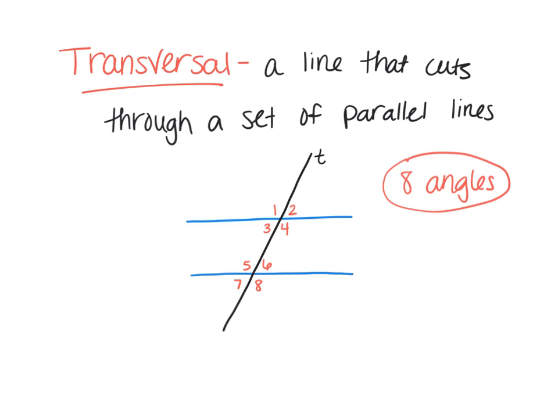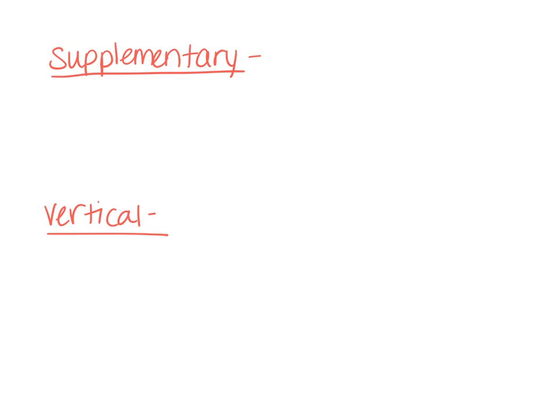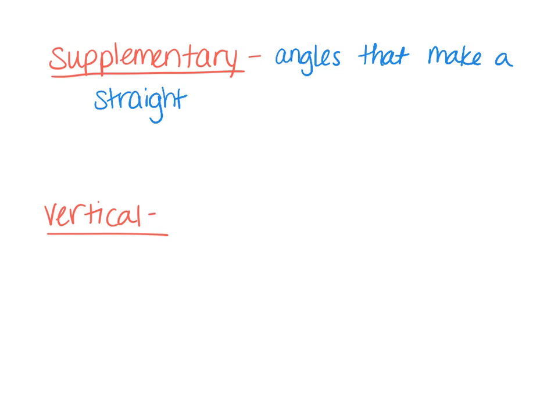Now we're going to look at different kinds of angles and then how you figure out the measure of each one of those angles. There are two types of angles we're going to focus on today. First are called supplementary angles, and these are angles that make a straight line. I'll show you in a diagram in a little bit what that looks like. But the key thing you need to know is that they have to add up to 180 degrees.